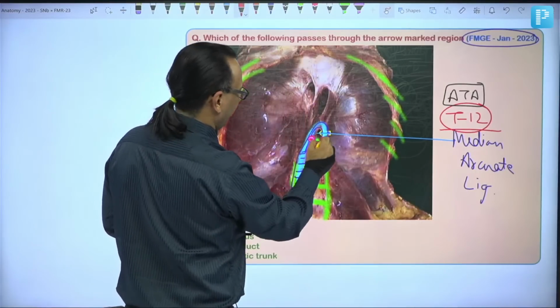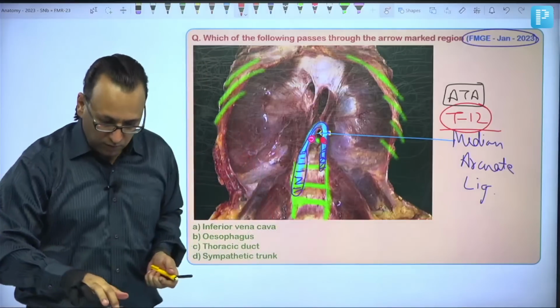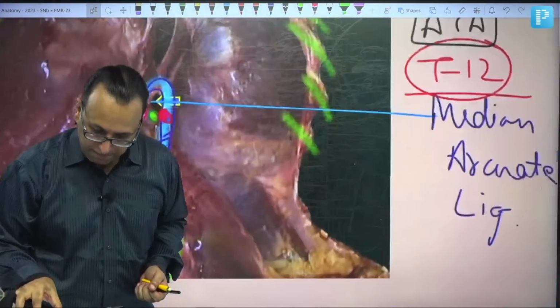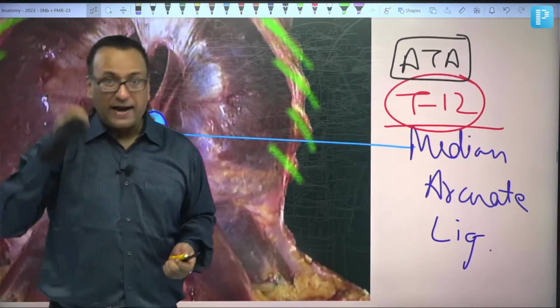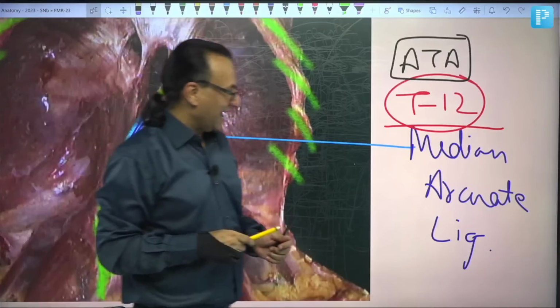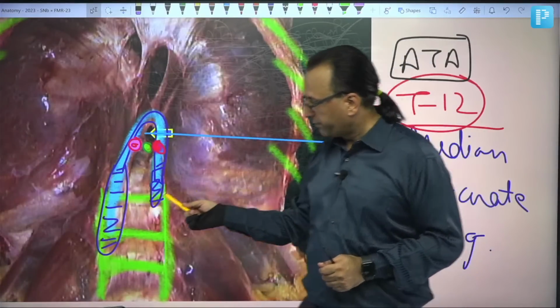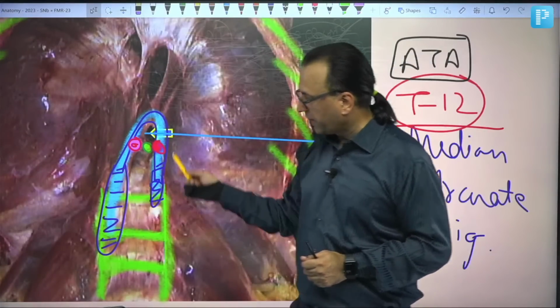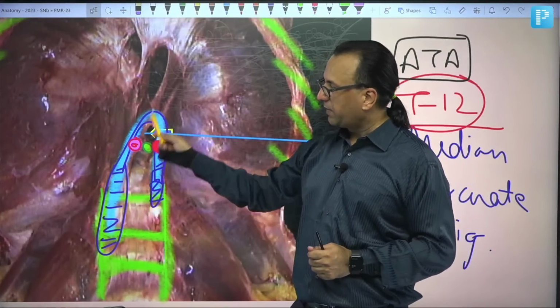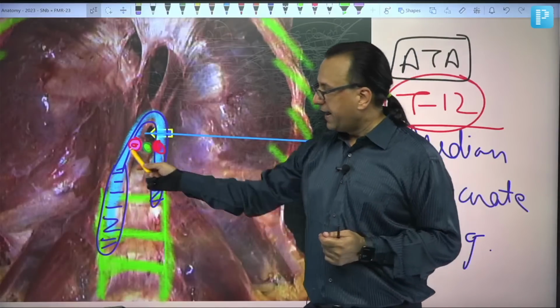So as I will zoom now, let us zoom. Once again, what are we looking at? We are actually looking at the median arcuate ligament bounded by the right crus of diaphragm and left crus of diaphragm. This is the median arcuate ligament. It is in front of T12 vertebra, ATA structures.